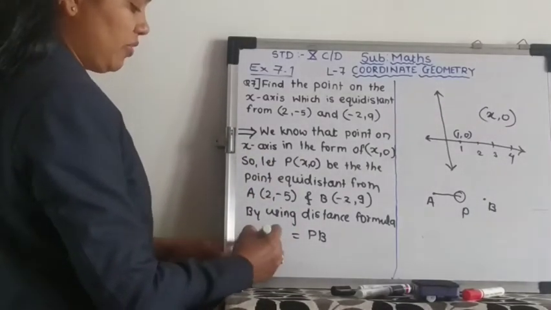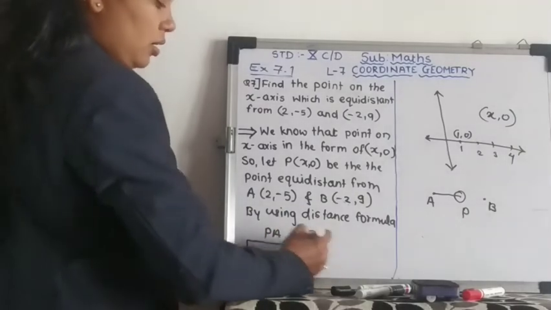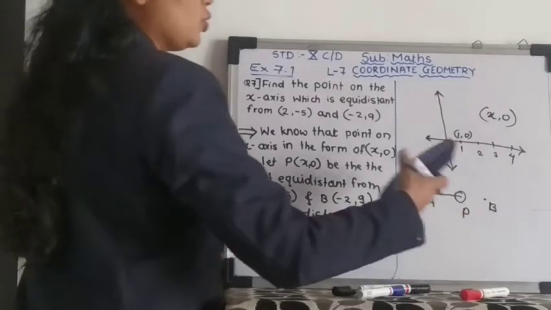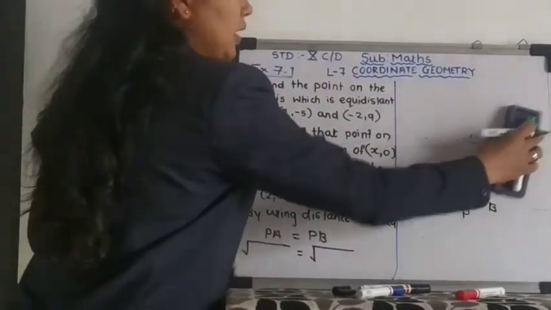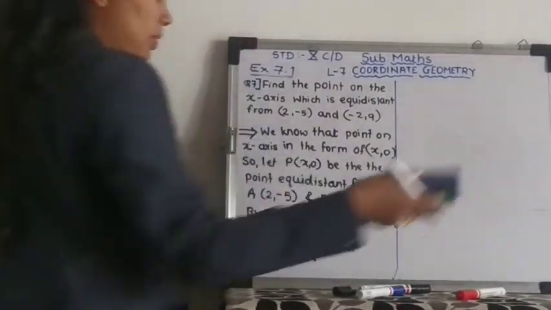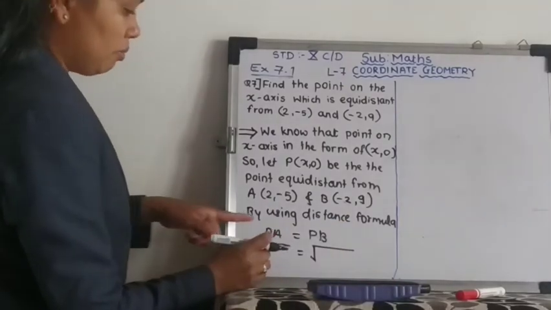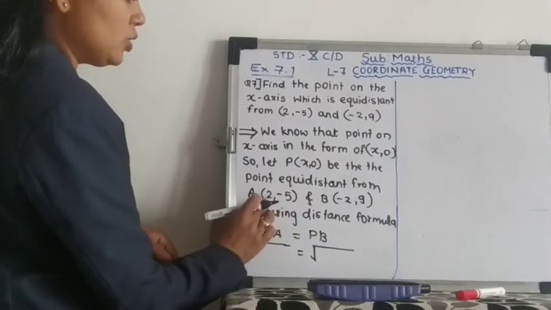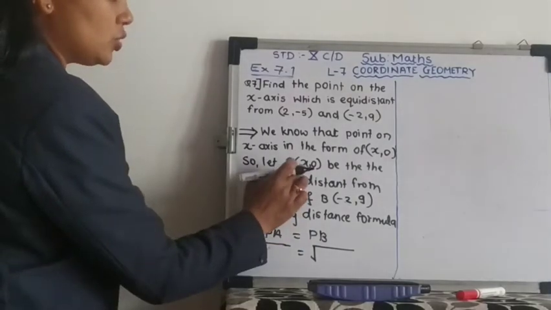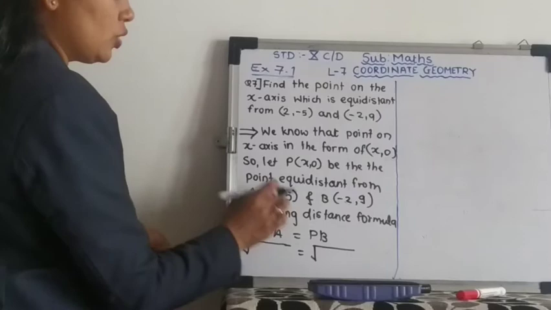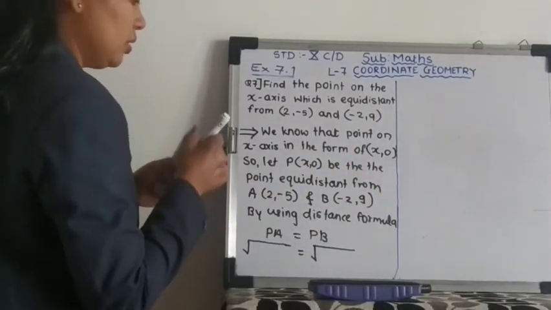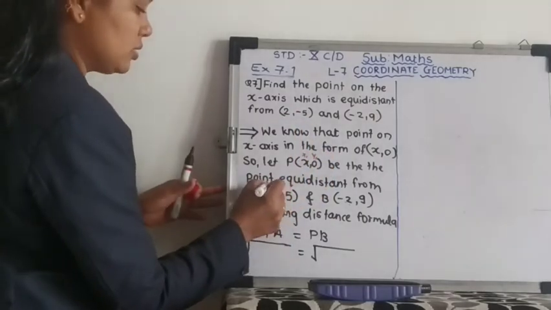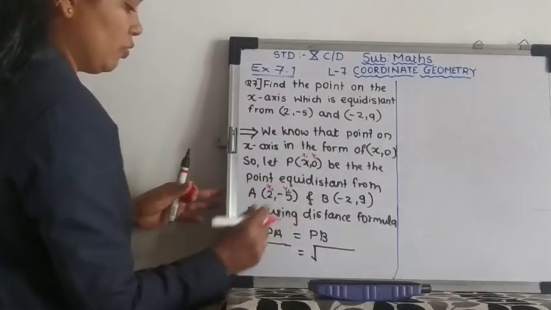So let us find out by distance formula. We will find PA and PB. So PA by distance formula, we will write P is (x, 0) and A is (2, -5). So this is your x1, y1 and this is your x2, y2. We will write here x1 and y1, and this is your x2, y2 for PA.